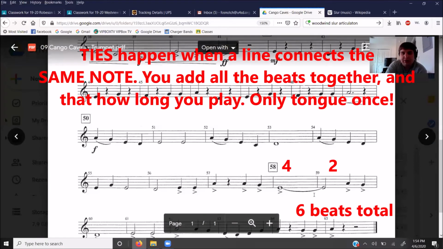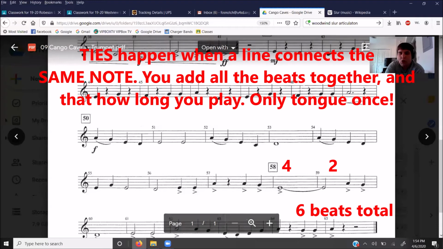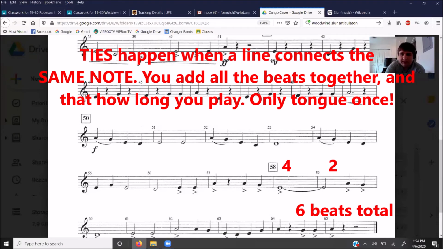Now the next thing, we're going to look at measure 58. This one's a little bit different, but it's the same kind of idea: we have a tie. I'm circling this note right here. This is a whole note, which gets 4 beats. 1, 2, 3, 4. And it's tied over. It's the same note, both are the E. It's tied over to another E, a half note.